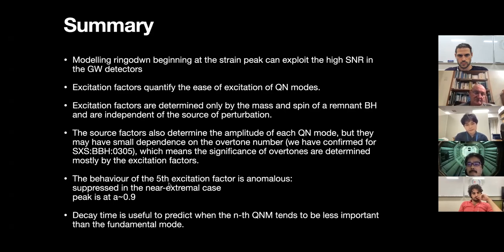And interestingly, this is an academic interest, but the fifth excitation factor is very anomalous. No, the fifth quasi-normal mode is anomalous. So speaking of the excitation factor, it's suppressed in the near extremal limit, and it has a peak at spin parameter of 0.9. And the decay time is very useful to predict when the n-th quasi-normal mode tends to be less important than the fundamental mode. Okay, so thank you very much.